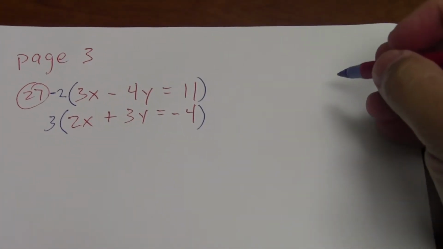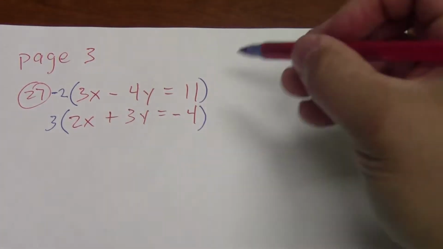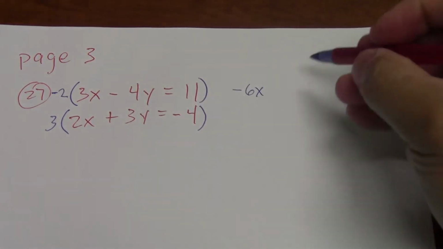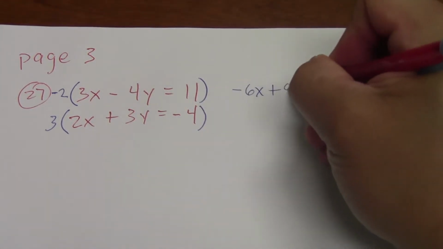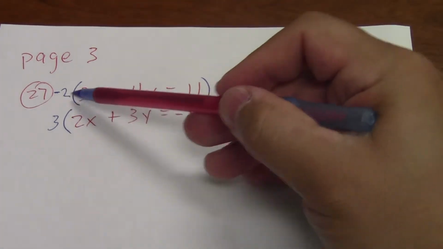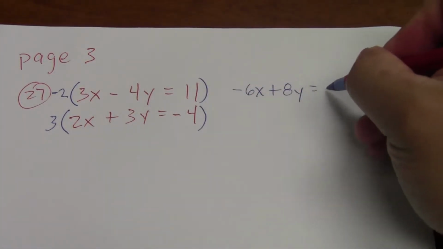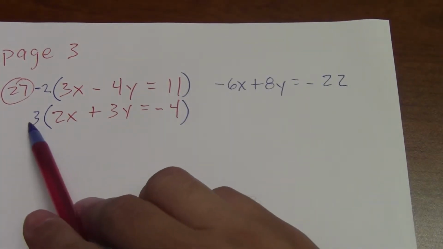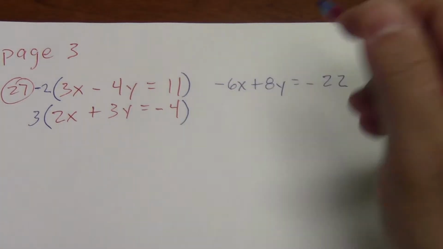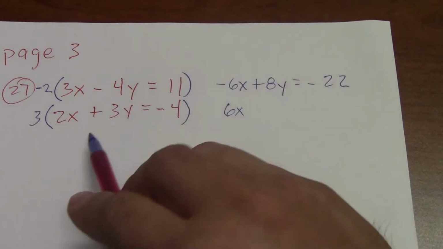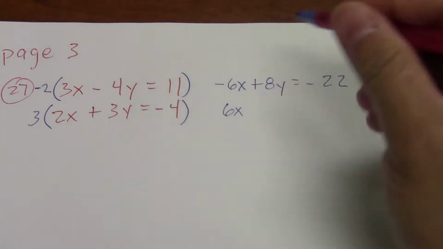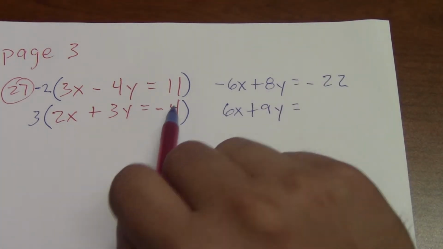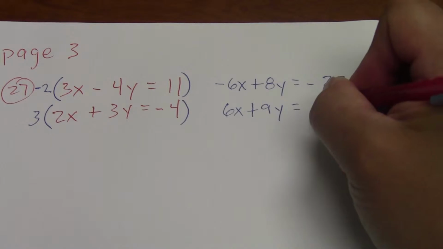All right, so let's rewrite these problems. Negative 2 and 3x is minus 6x. Negative 2 and negative 8 gives me positive 8y. Negative 2 and 11 gives me minus 22. All right, then I got to do the bottom. 3x, or 3 times 2x gives me 6x. 3 times 3 is a 9, so that's a 9y equals, and 3 times negative 4 is negative 12.